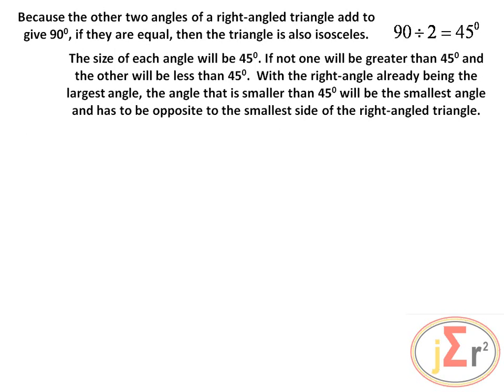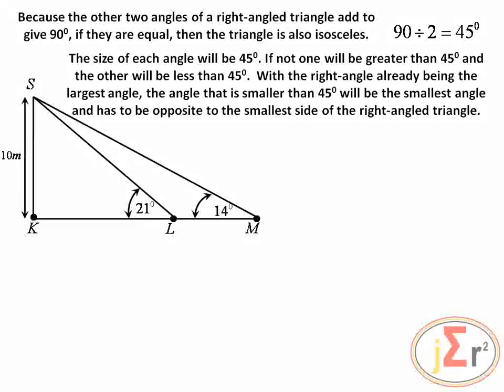With the right angle already being the largest angle, the angle that is smaller than 45 degrees will be the smallest angle, and has to be opposite to the smallest side of the right angle triangle. So if we have an angle that is less than 45 degrees in a right angle triangle, it is the smallest angle and has to be opposite to the smallest side.